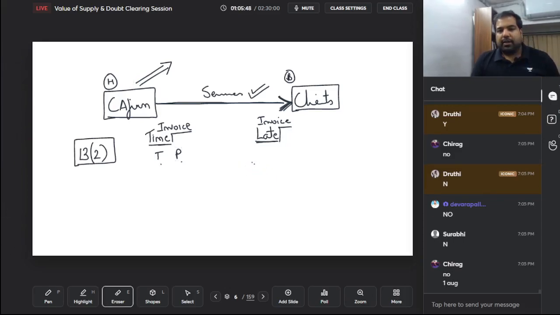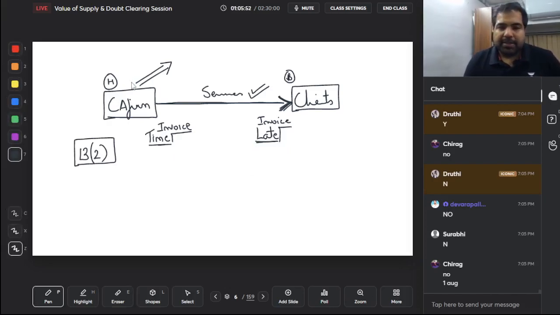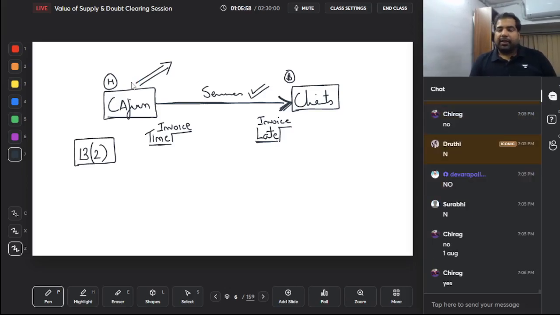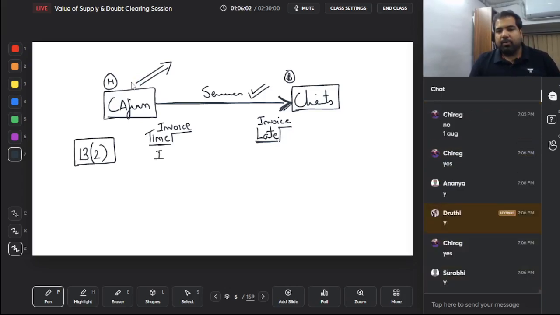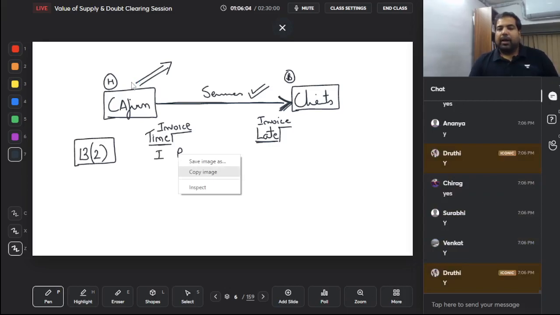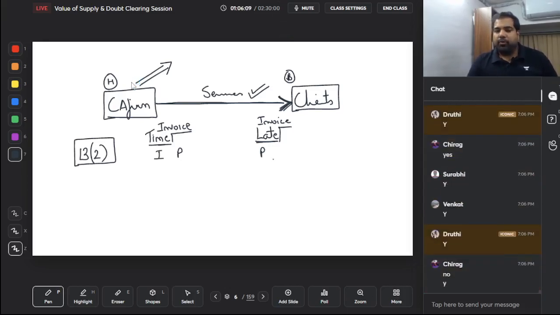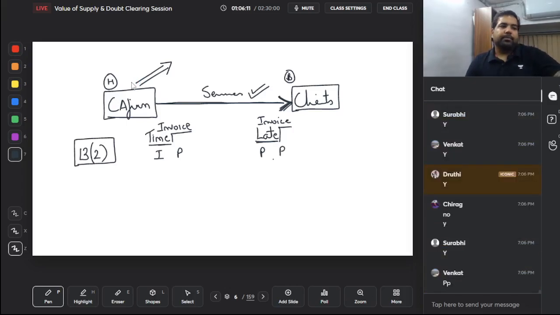So this is what it is, guys. Please tell me, in section 13.2, does it matter when you issued the invoice, whether on time or late? Yes. If it was on time, do we respect it? Yes. So IP, invoice date or provision date. And if it's late, do we ignore the invoice? Yes. PP, provision date or payment date.